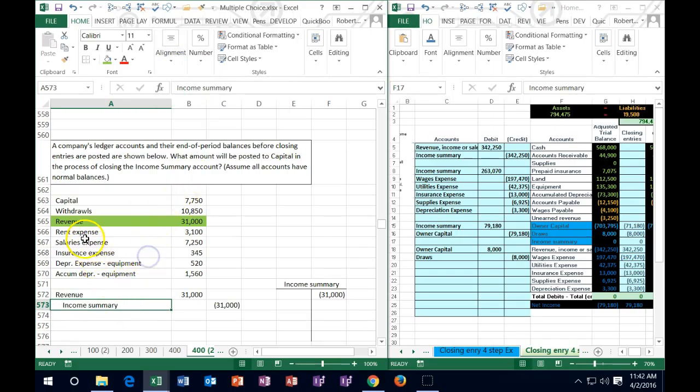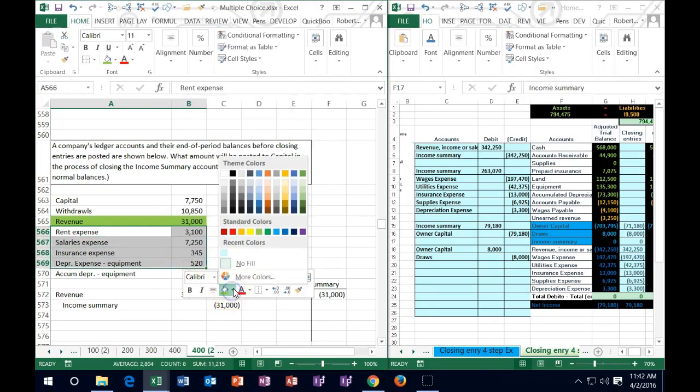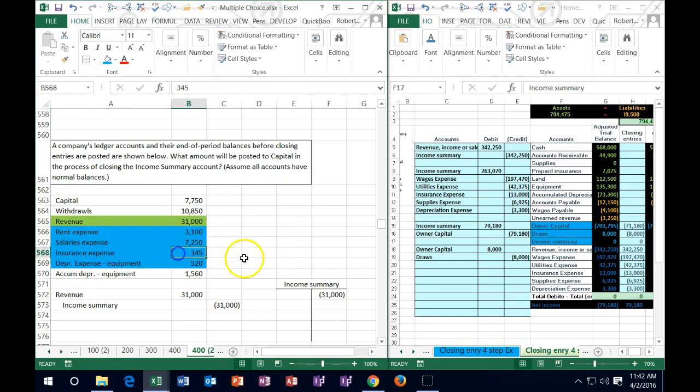Okay, the next entries are going to have to do with the expense accounts. So these are all expense accounts here. Once again, they don't tell us if they're debit or credit accounts, but we know that all expense accounts over here are debits. So these are all debits. We need to make those go down to zero. How do we make something go down? We do the opposite thing to it, which in this case would be a credit.